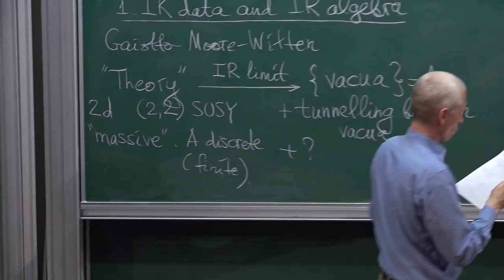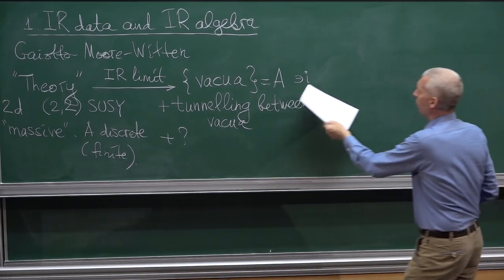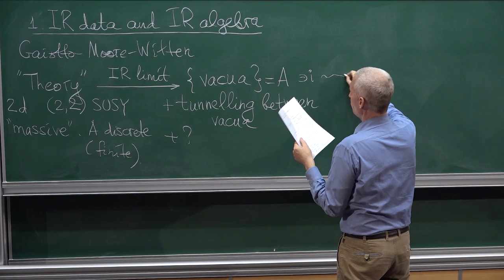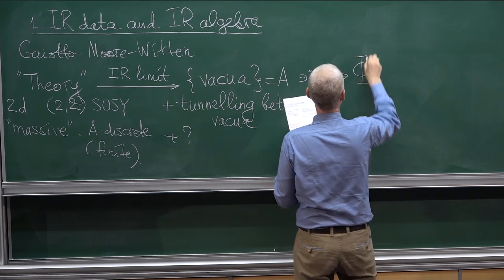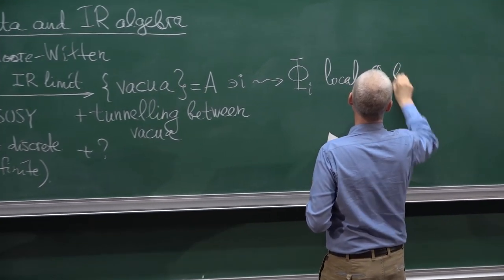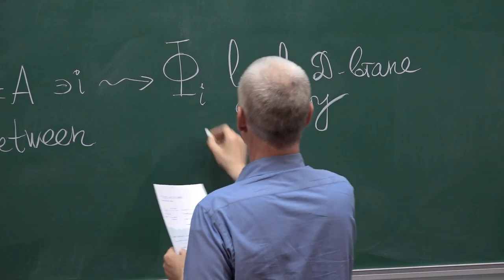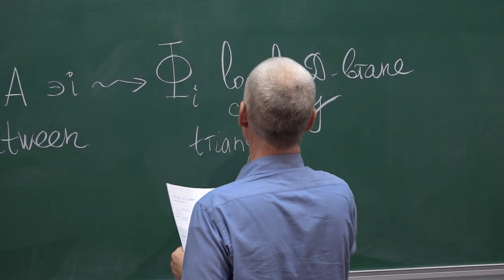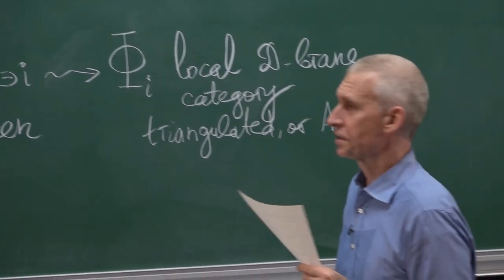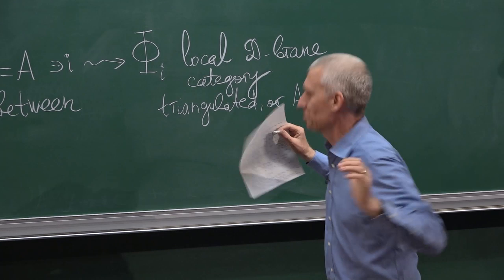for any vacuum i, it is assumed in this theory that we can associate some category, a triangulated category, which is called the local D-brane category. It is triangulated, or A-infinity, or something like this. The set A is the set of vacua, and it is discrete, since it's a massive theory.